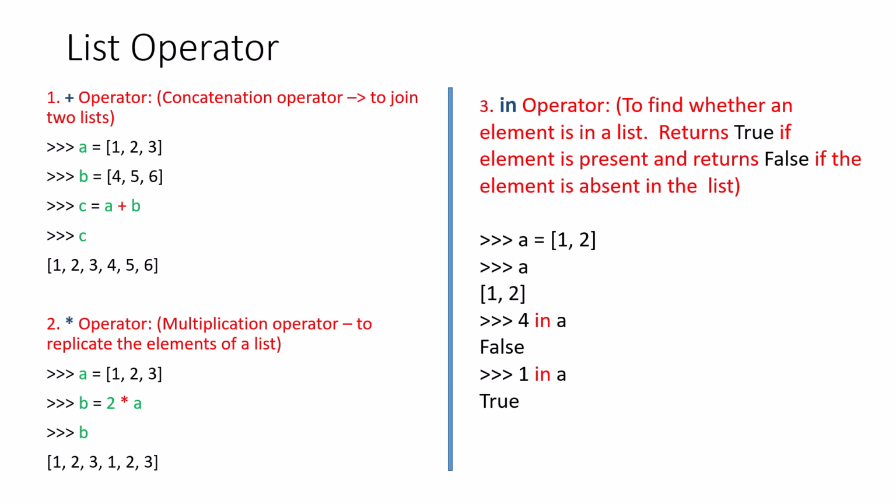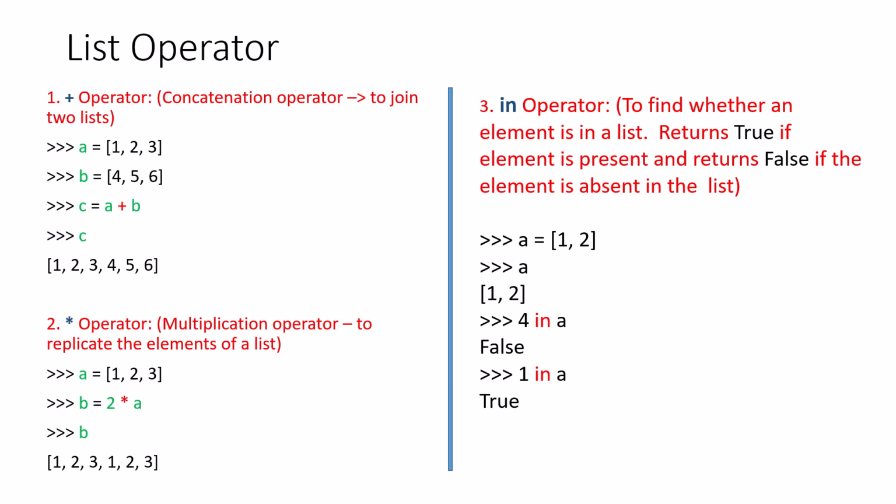Now when you declare a new variable C, C equals A plus B, it concatenates the two lists. So the actual output we get is whatever items are available in both lists: 1, 2, 3, 4, 5, 6. The next operator is the replication operator. A equals 1, 2, 3. Now when you give B equals 2 times A, the items available in the list A are duplicated twice. So here the output is 1, 2, 3, 1, 2, 3.